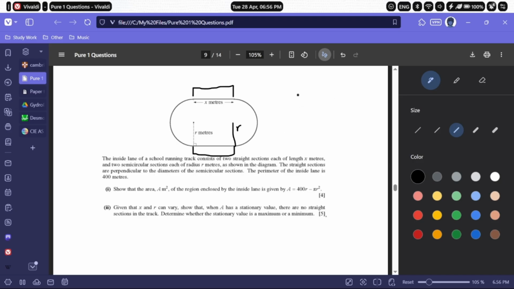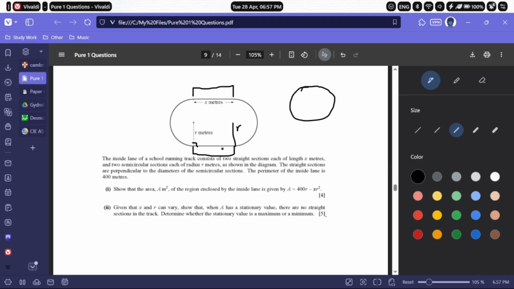So this gives you an idea that it has the same radius. So it's basic. You can kind of think about it as an entire circle, right? Moving on. The straight sections are perpendicular to the diameter of the semicircular sections.